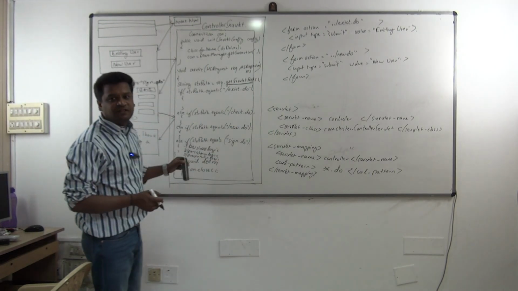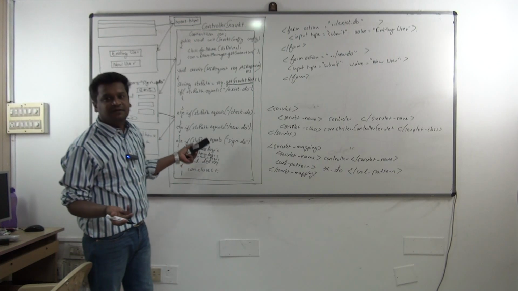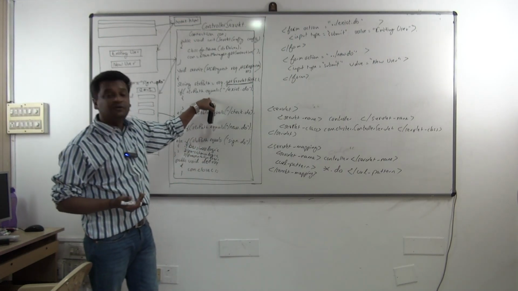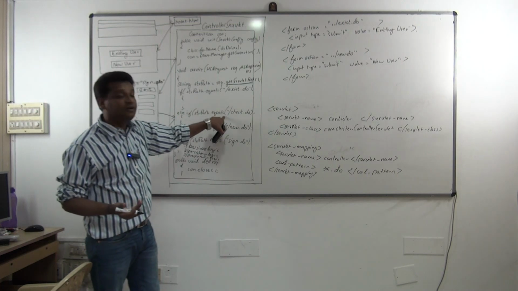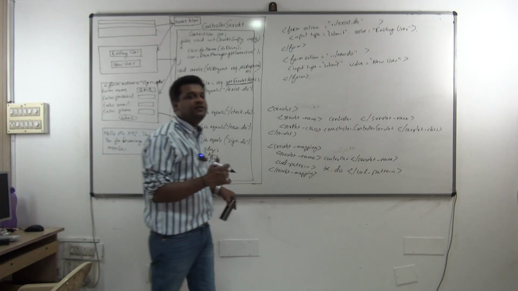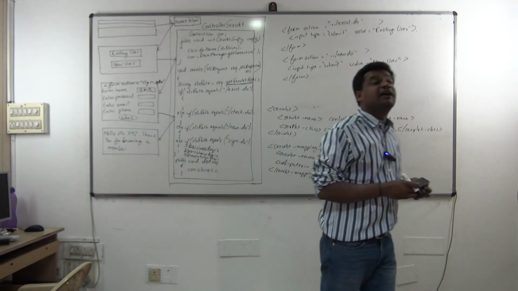But which one is the controller logic? Do you have the idea now? Which one is the controller logic? This one only. You are controlling now. If the request is exist.do, do this. If the request is check.do, do this. If the request is new.do, do this. If the request is sign.do, do this. That itself is called controller logic.